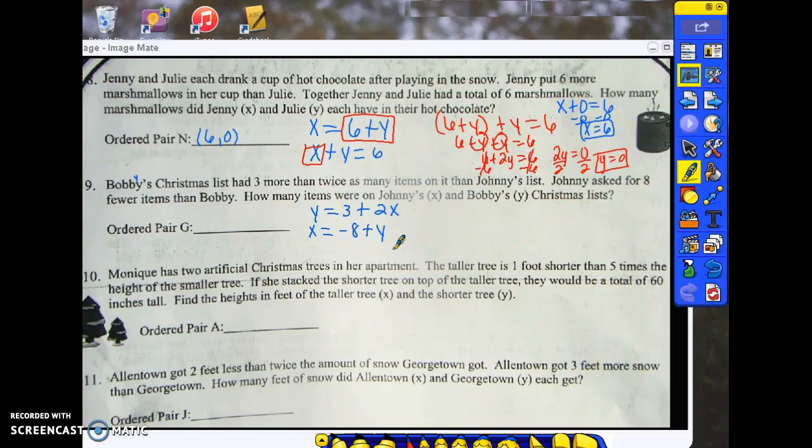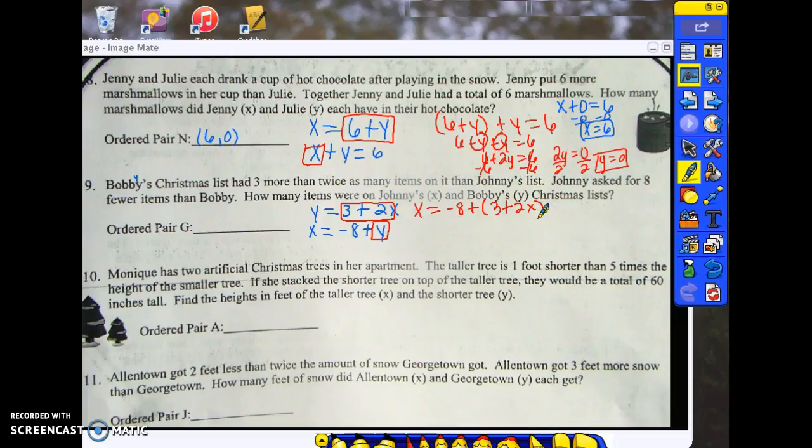You can either plug in 3 plus 2x, what Y is equal to, into Y in the other equation, or you can plug negative 8 plus Y into X for the other equation. It doesn't matter which way you do it. So I'm going to do 3 plus 2x, and I'm going to substitute that for Y. X equals negative 8 plus Y. Y is 3 plus 2x.